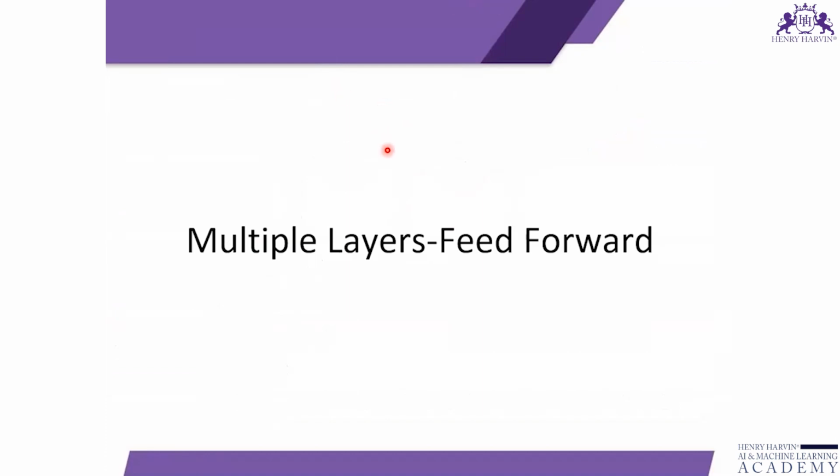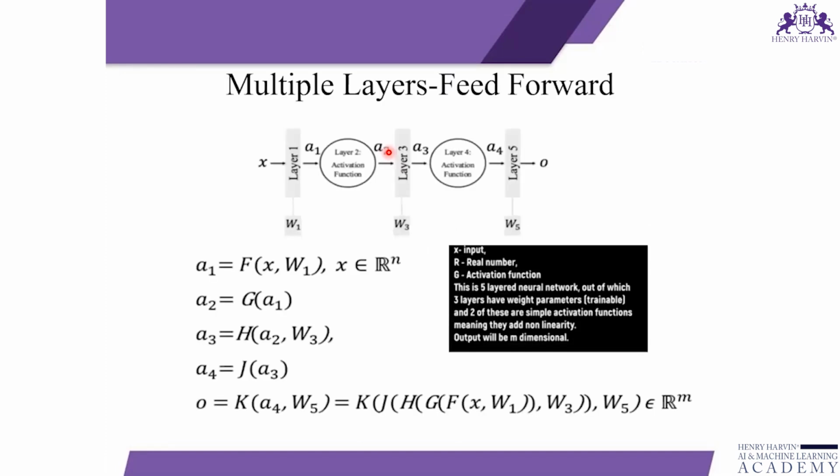About the feed-forward propagation in the multiple layers. This is probably one of the most important concepts in deep learning and neural networks, and also it is very simple. Let's quickly have a look at it. So, in this slide, I have created a 5-layer neural network.